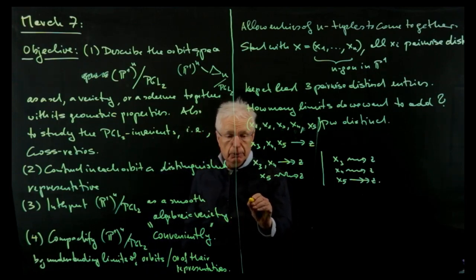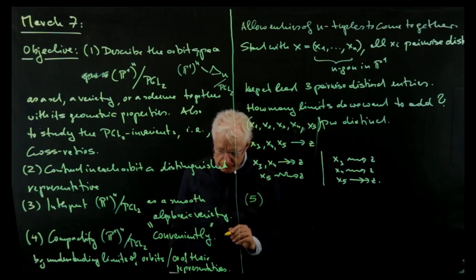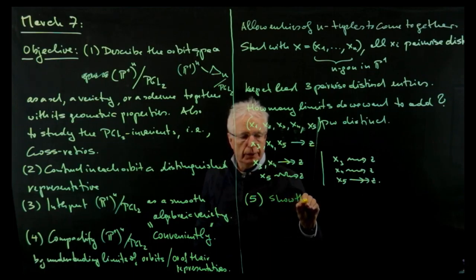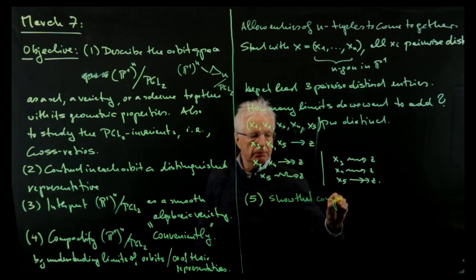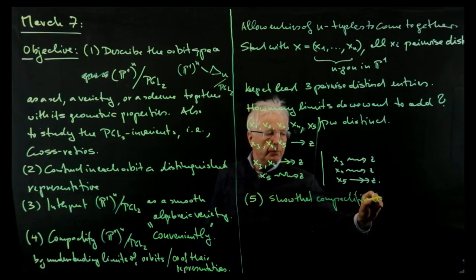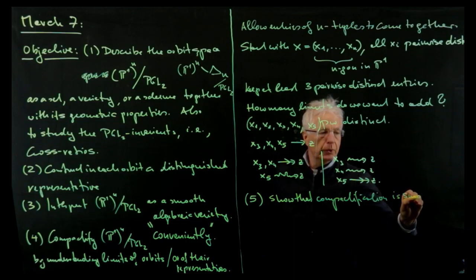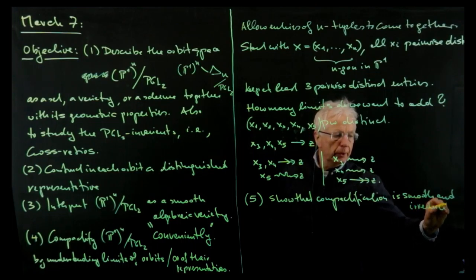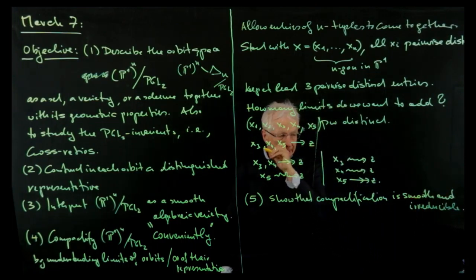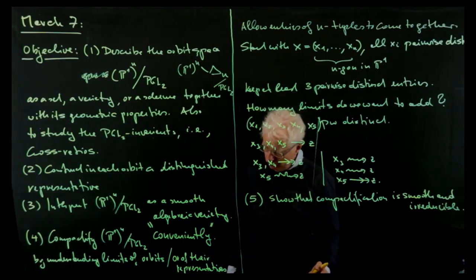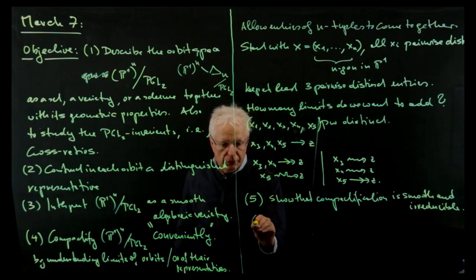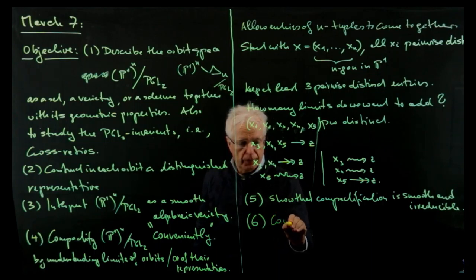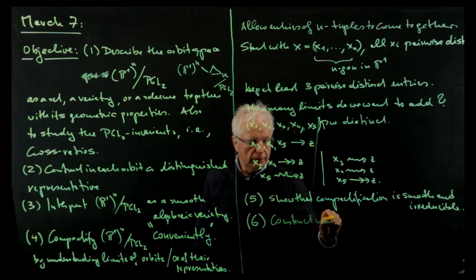So number 5 is to show that the compactification is smooth and irreducible. The irreducibility is a theorem of Deligne and Mumford, and the smoothness is due to Knudsen-Mumford. Number 6 is the construction of a universal family. Construct universal family.